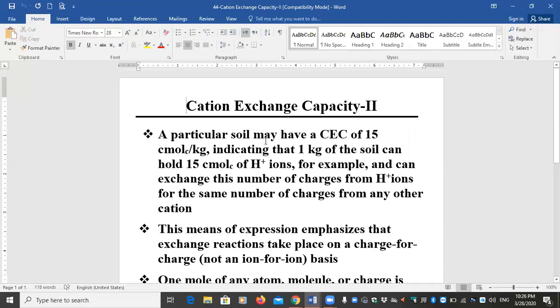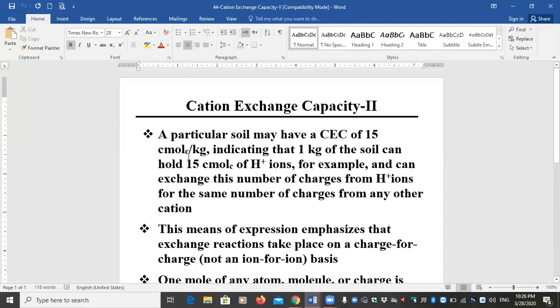A particular soil may have a CEC of 15 centimole of charge per kilogram. Remember, we didn't say centimole of sodium, of magnesium, of calcium, of aluminum. Remember, charges. Remember when we said the equivalent characteristic of it, that means charge for charge. So all our talk always will be in charges. This is how we can change from one element to another without having any problem. Think of that principle always.